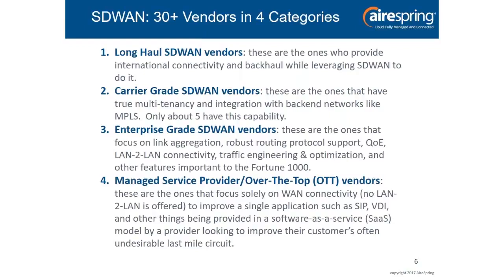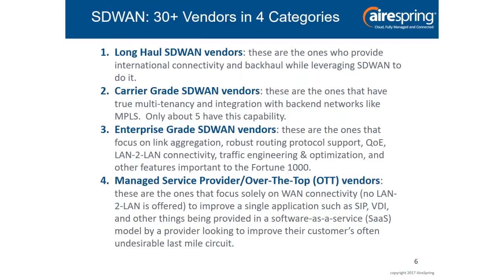Enterprise SD-WAN solutions make up the bulk of the vendors in the market today, with companies like CloudGenix, Accessa, Elfiq, and others who focus on features important to the do-it-yourself enterprise crowd, with robust routing features, intuitive interfaces, simplified setup, and so on. Last but not least are the over-the-top or the OTT providers.